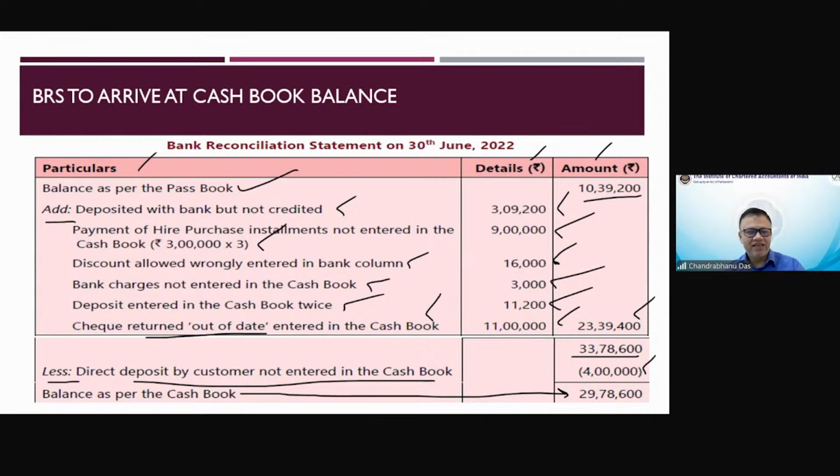Now, if you see here, from the passbook we are going to the cash book balance. Now you can ask me whatever doubt you have in this format.